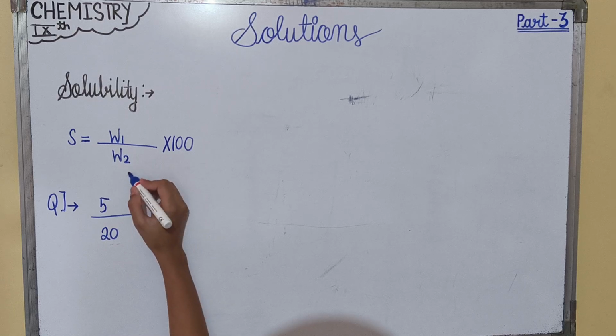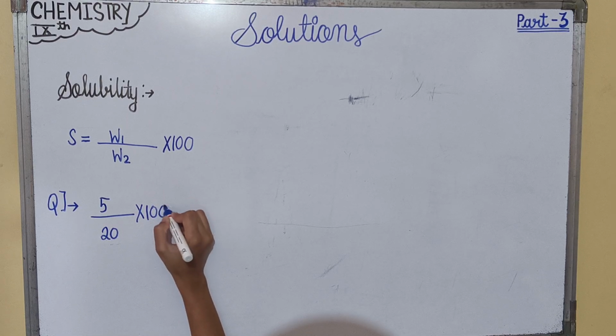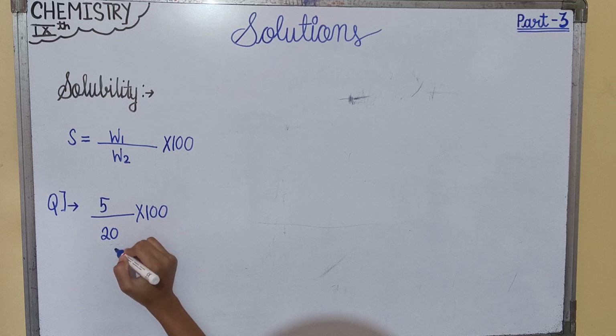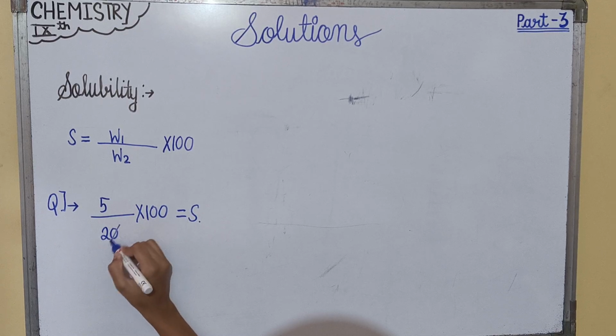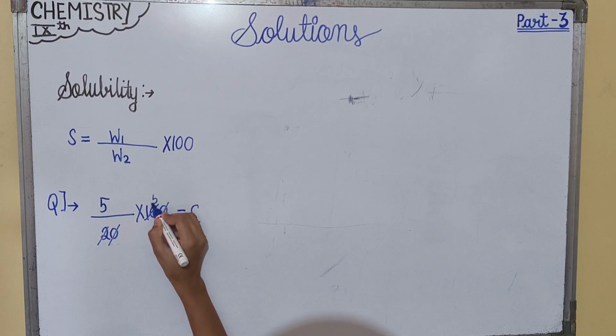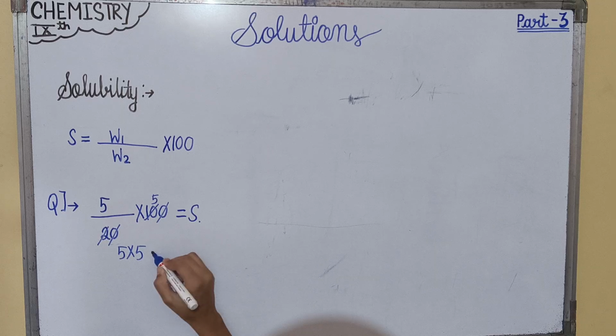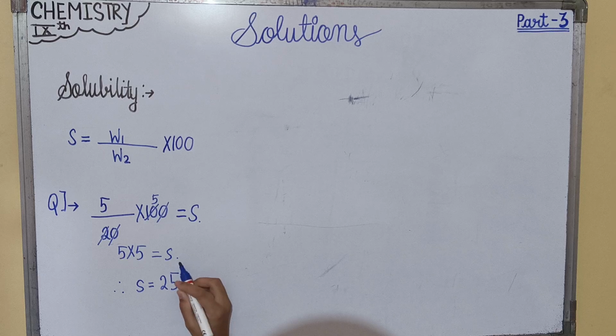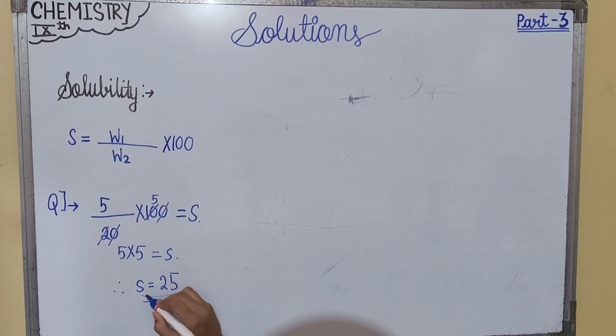We have to find the solubility. So weight 1 upon weight 2 into 100. Always we have to write this formula above, below the question, is equal to solubility. So 0 0 cancels, 2 1s are 2, 5s are 10. 5 into 5 is equal to solubility. Therefore, solubility is equal to 25. Twenty-five is the solubility of this salt at the temperature 60 degree, as it is given in the question.